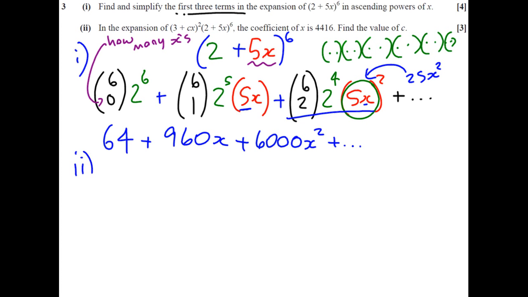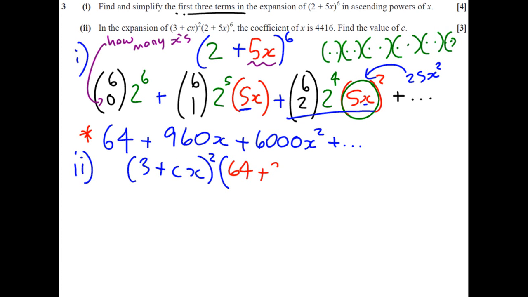Part 2. In the expansion, 3 plus cx squared times by that expansion that we've just talked about. So I'm hence going to use what we've just done.